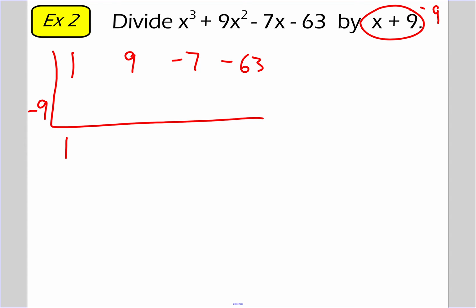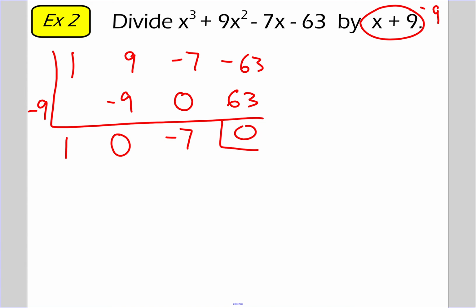Bring down the 1, we multiply, we get negative 9. Add vertically, we get 0. Multiplying, we get 0. Adding, negative 7. Multiplying, we get 63. And when we add, we end up with 0. Okay, so this one goes in evenly, right?